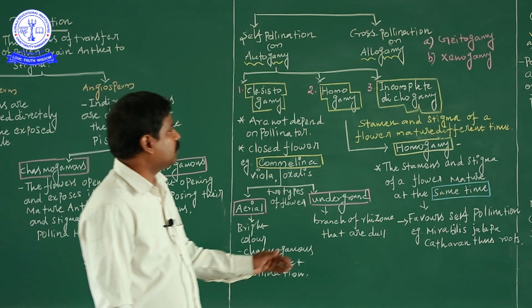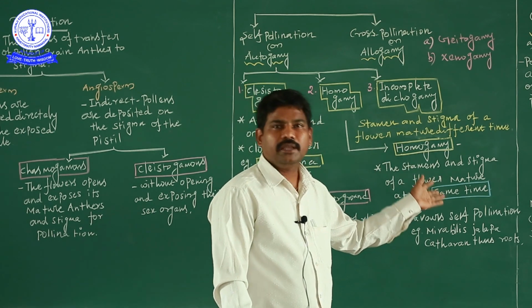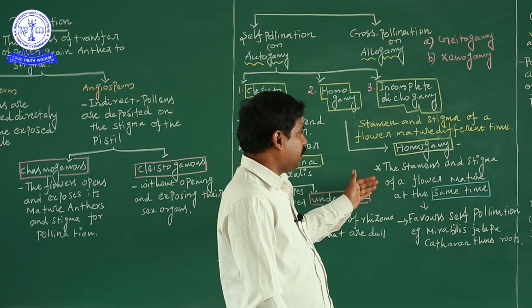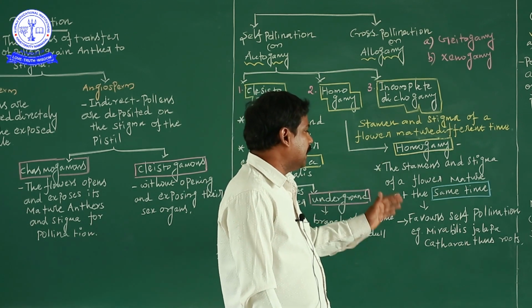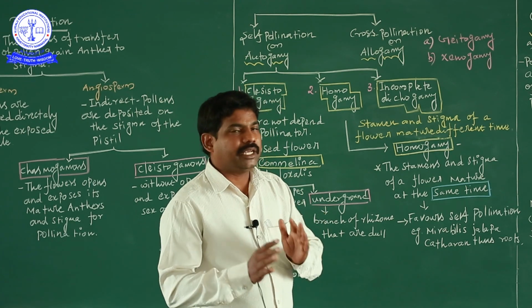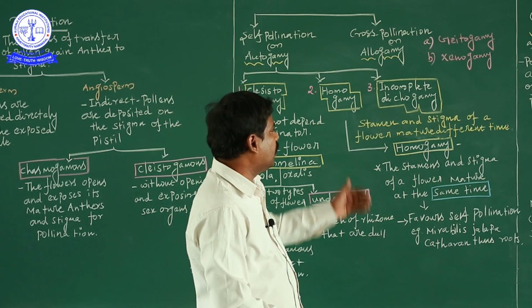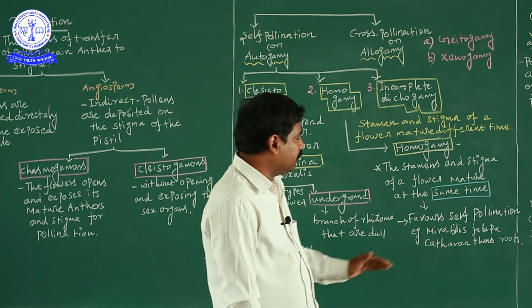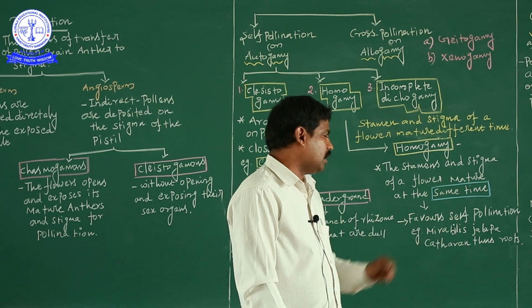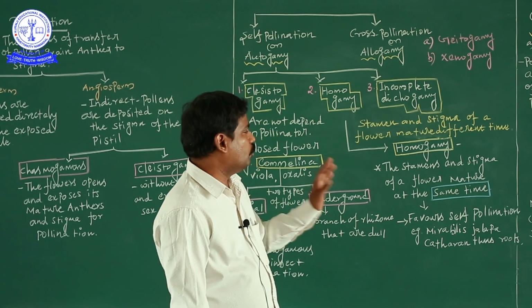Okay, and then next, homogamy. Homo means same. The stamen and the stigma of the flower mature at the same time, so the pollination process is easily involved. That is called homogamy, and it also favors self pollination. Examples: Mirabilis jalapa and Catharanthus roseus are the best examples for homogamous flowers.